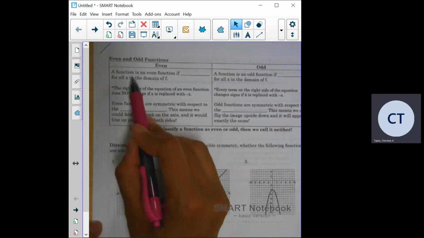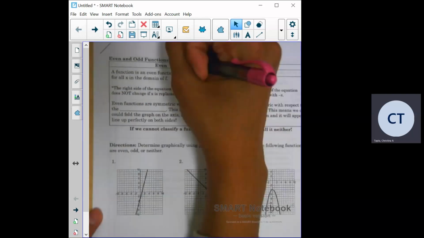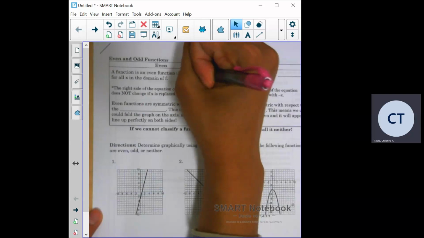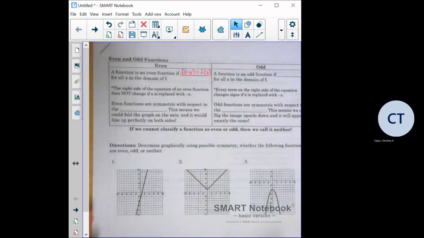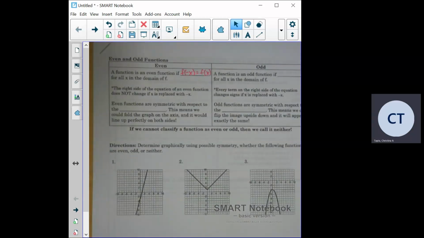So for an even function, a function is even if it meets this notation: f of negative x equals f of x. So f of negative x equals f of x, and that's for all x's in the domain of f. So the right side of your equation of an even function does not change if x is replaced with negative x. Right now, it's not making sense, but it'll make sense before the end of the period.